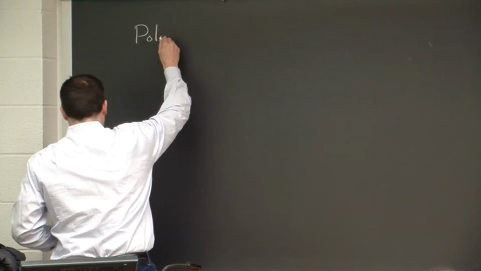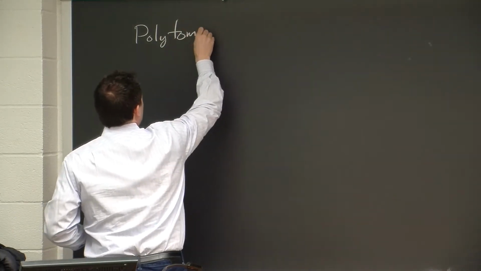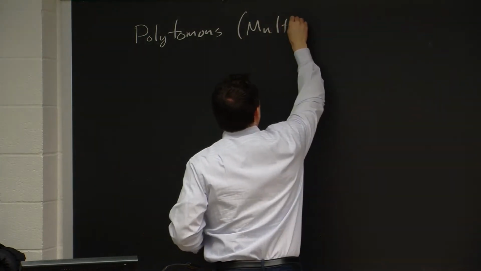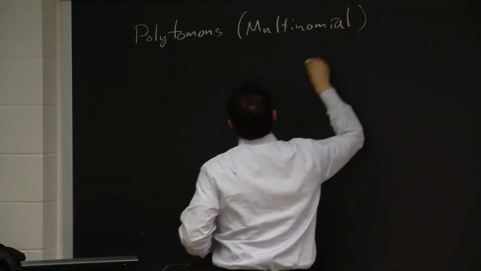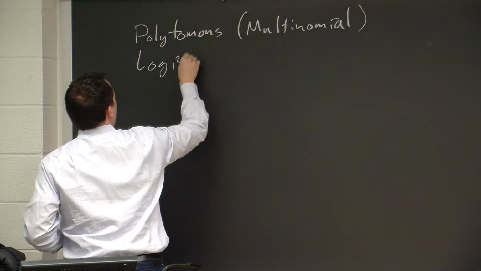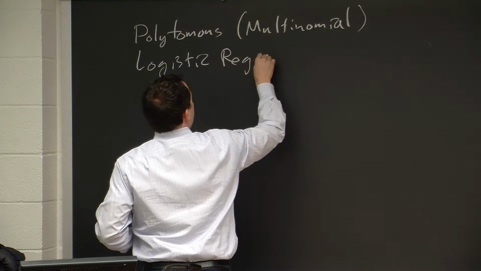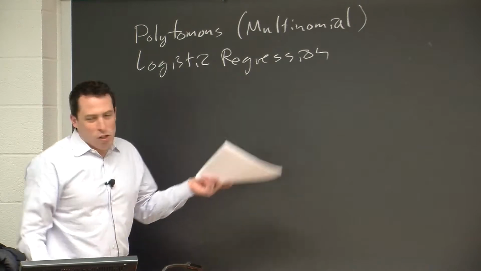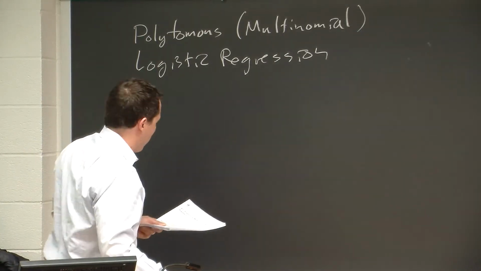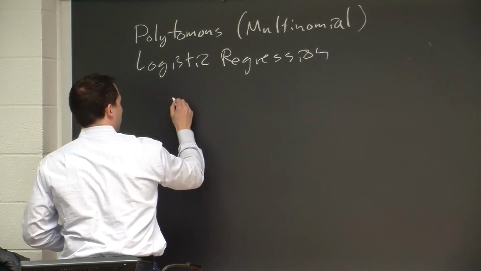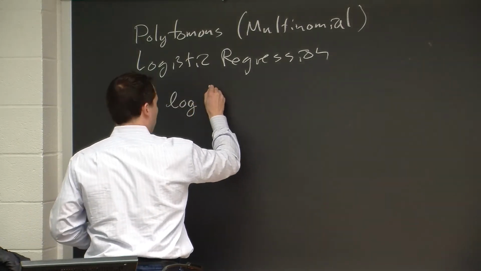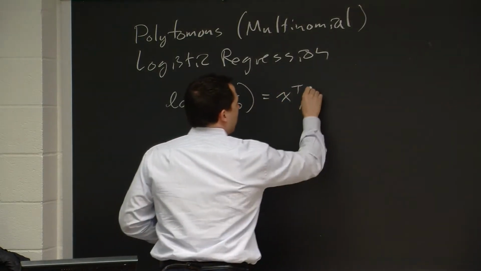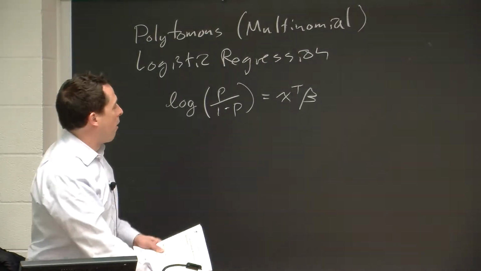So today we're talking about polynomous, which is sort of a terrible word, or multinomial logistic regression. And this, of course, includes logistic regression as a special case. So for binary logistic regression, we were modeling a logit function as a linear function of some parameters and our variables.